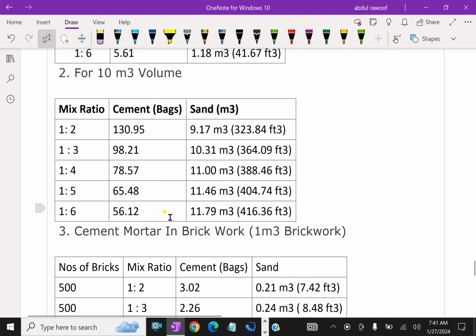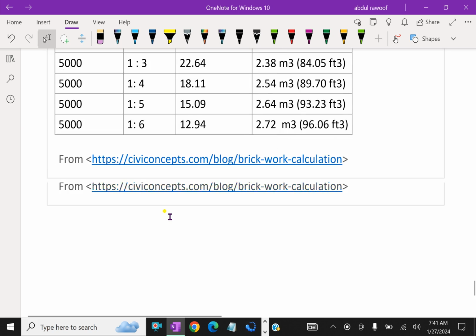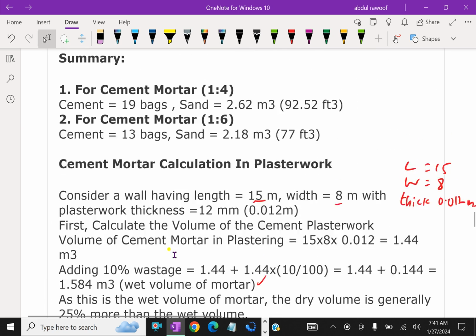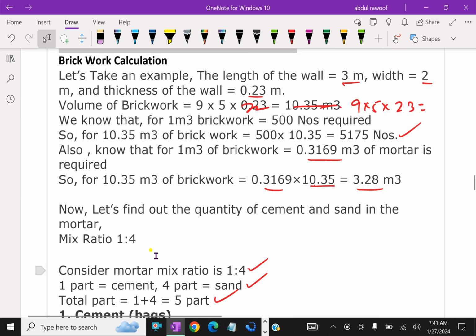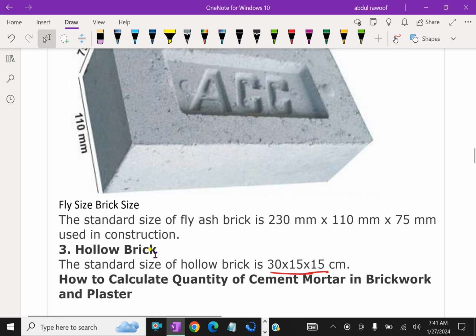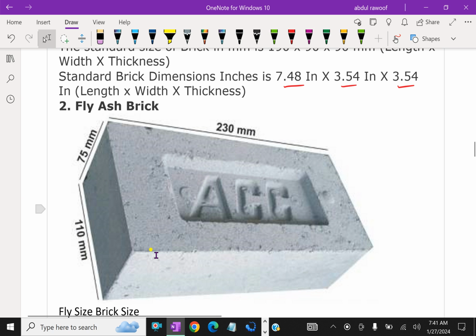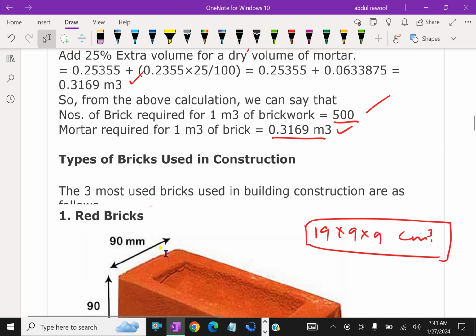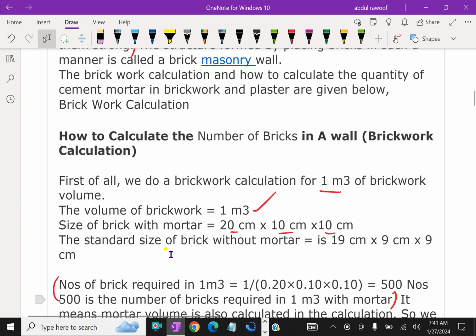Some standard sizes and mix ratios of cement and sand are given in tabular form. Remember this, very useful things we have done. That means for an engineer or supervisor, we have to calculate the number of bricks, number of cement bags, and how much sand is required. We can calculate by simply going through this video.